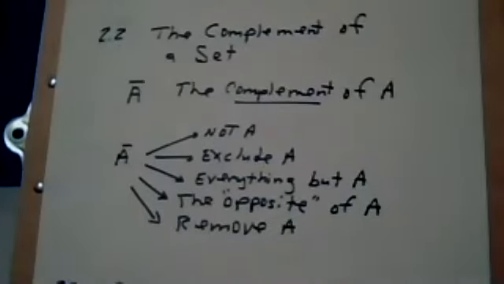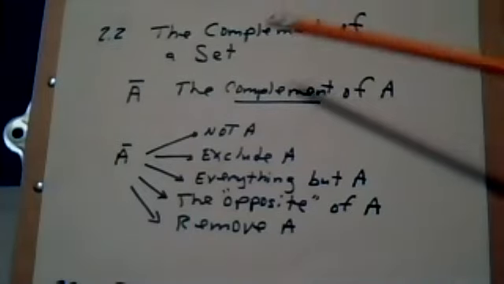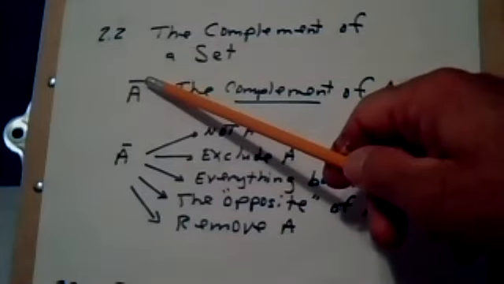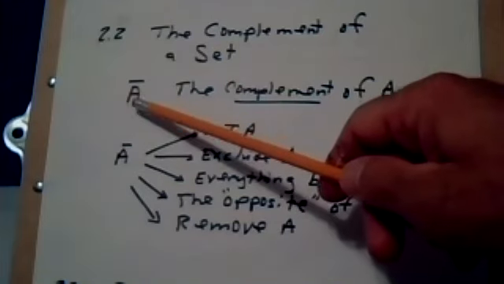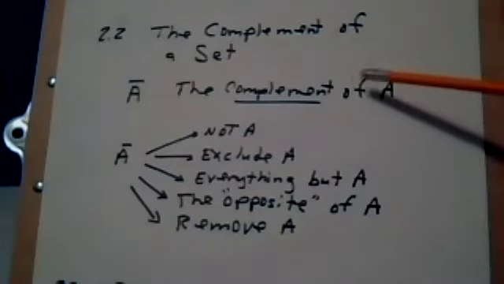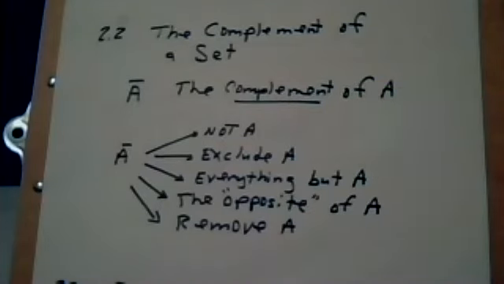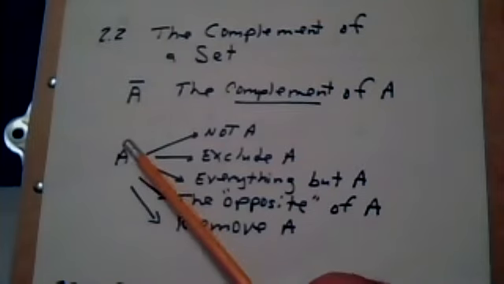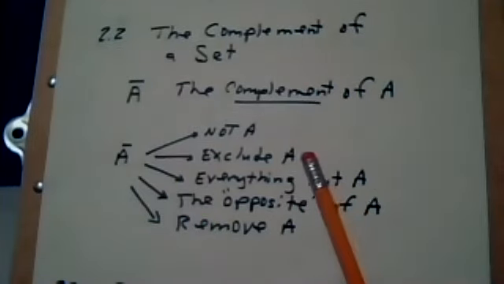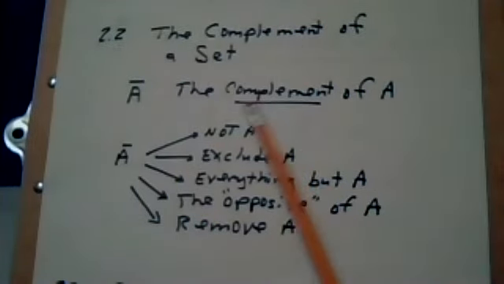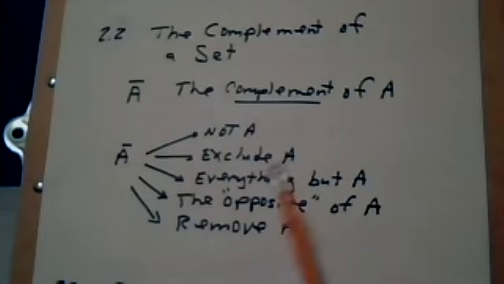Then we have the complement of a set. And the symbol is that little bar, you see that. So this is the complement of A. To remember what you need to do when you have a complement, there are different phrases that you could remember. When you're looking for the complement of A, you could think of not A, exclude A, everything but A, the opposite of A, or remove A.